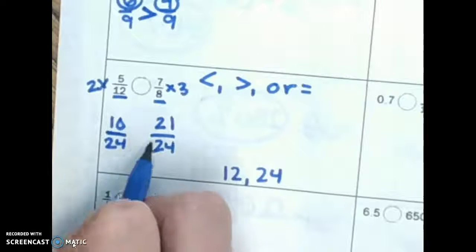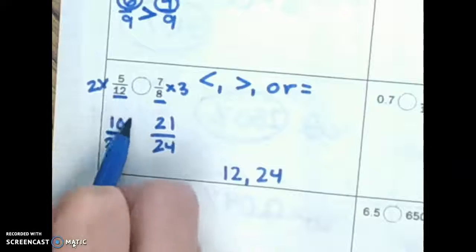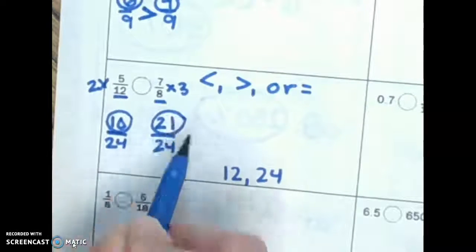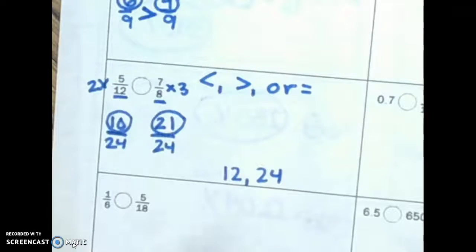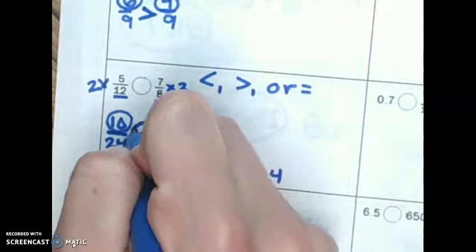Now, to find out what goes here in the middle, we're going to look at these top numbers since the denominators are the same, and that's what it tells us on our steps up at the top. Is 10 less than, greater than, or equal to 21? The answer is less than.